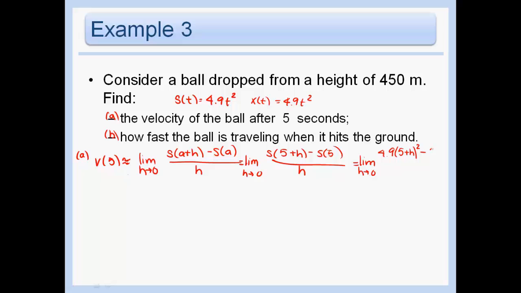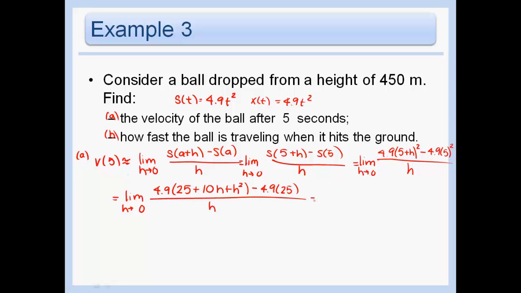Minus, now let's stick in a 5. So I get the limit as h approaches 0 of 4.9 times 25 plus 10h, the outer and the inner, plus h squared minus 4.9 times 25 all over h, which is the limit as h approaches 0 of 4.9 times 25 plus 49h plus 4.9h squared minus 4.9 times 25 all over h. And this cancels out with this.